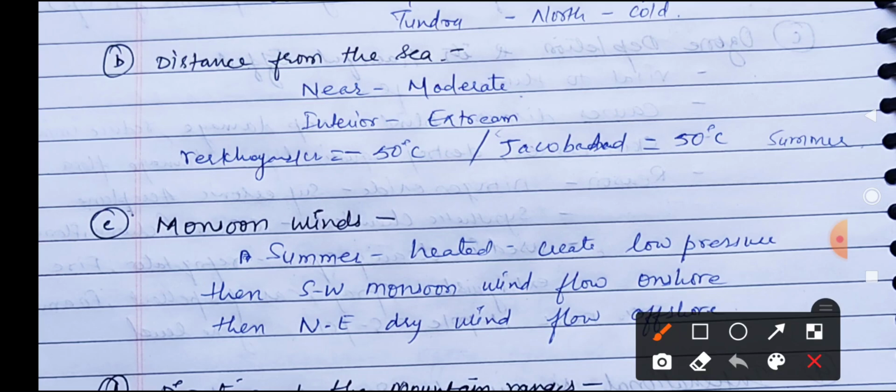There are some examples. In Russia there is Verkhoyansk, a little bit difficult pronunciation. Here the extreme climate is minus 50 degrees Celsius. It means too much cold. Just the opposite, in Pakistan, Jacobabad, it is 50 degrees Celsius in summer.